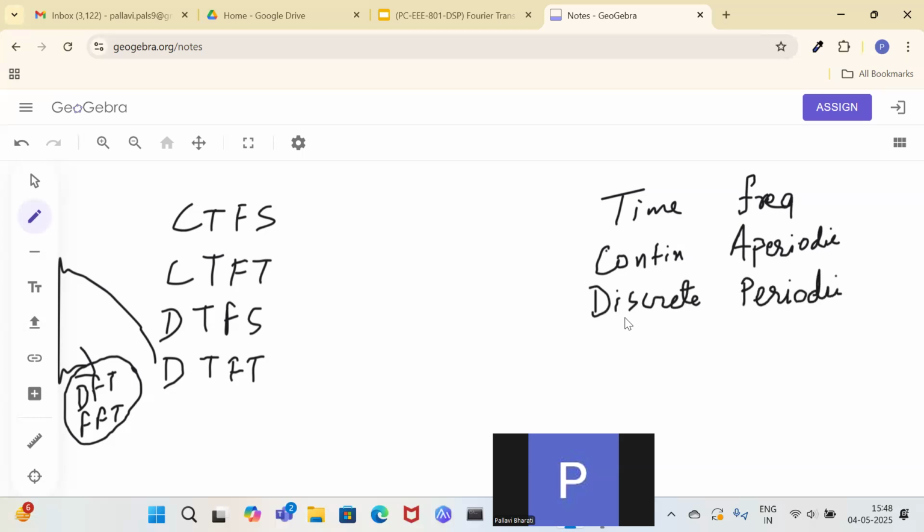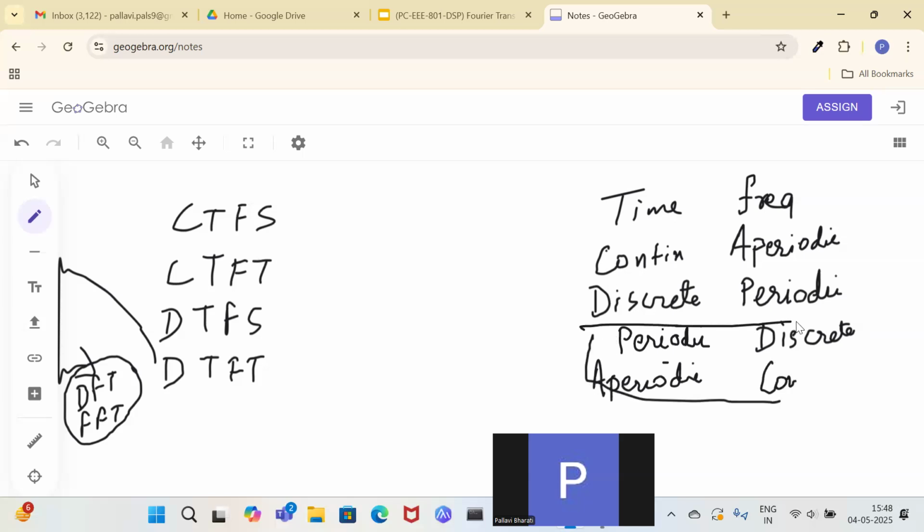If the signal is periodic in the time domain, then its spectra in the frequency domain is discrete. Now, if it is aperiodic in time, then in frequency it will be continuous. So instead of keeping all this in mind, just keep the above two: continuous, aperiodic, discrete, periodic.